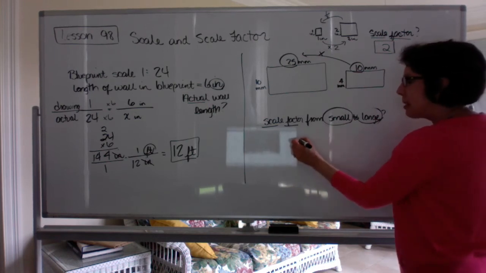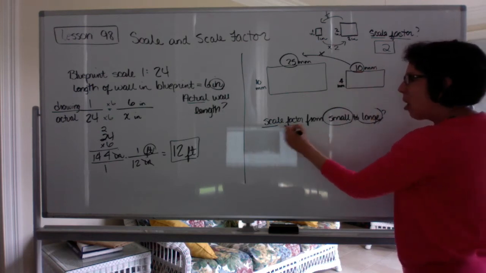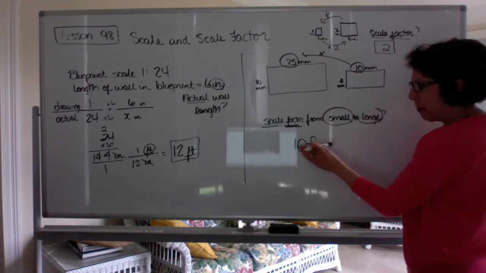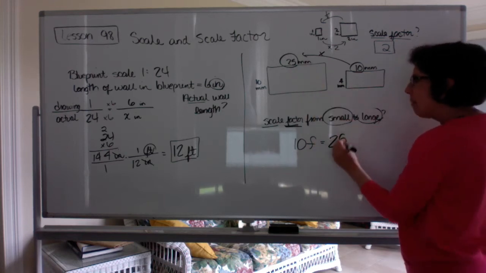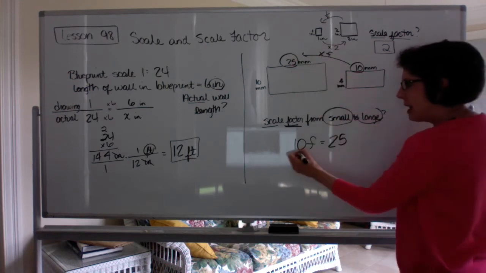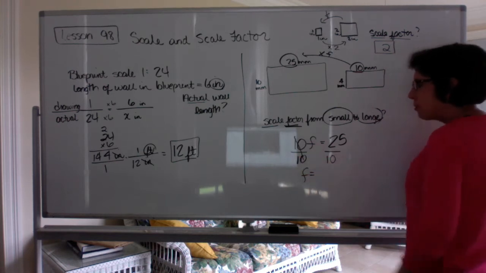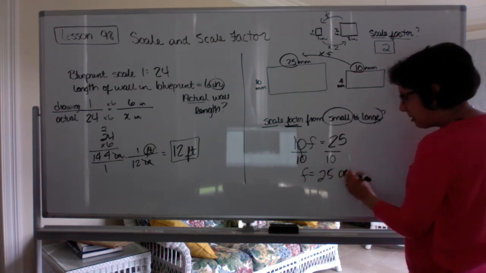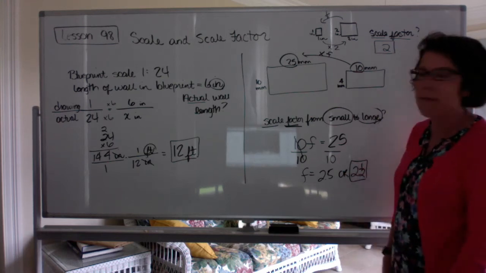So what I'm going to do down here is write an equation. My small length of 10 times what scale factor equals 25? Well, let's go ahead and divide both sides by 10. We can do that algebraically. And my factor, well, 25 divided by 10, you can write it 2 ways. You can write it as 2.5, or you could write it as 2 and 1/2. Either way, your scale factor is 2.5.